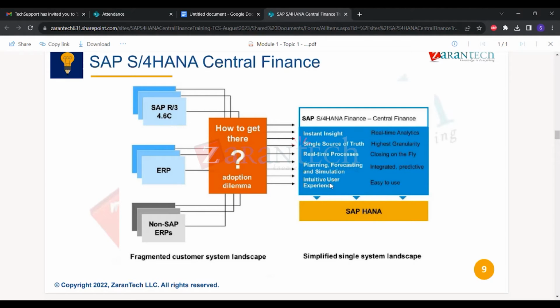Again, the user experience is with Fiori. Since most of you are working on S/4 finance, you already know about Fiori. And since reconciliation issues are reduced by quite a lot, almost nil reconciliation issues, your closing time will be reduced for the group.